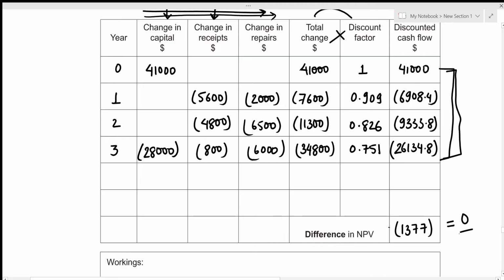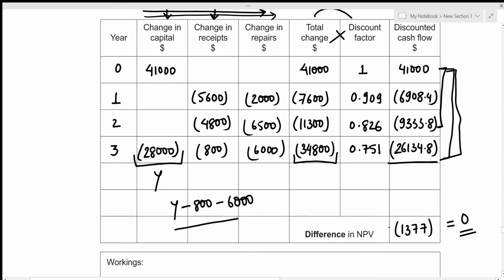And in order for it to be 0, we need to figure out this change in capital value, right? We require the new value for which our difference in NPV will be 0. So let's suppose our new value of the change in capital to be y. If this is y, these three values are going to remain the same, right? We just need to change this particular value. So that particular value is just going to be y minus 800 minus 6,000, because this is going to be the total change, which was negative 34,800 previously. And also remember that the value is in negative, so this y should also be negative. All right, so this is going to be our new total change.